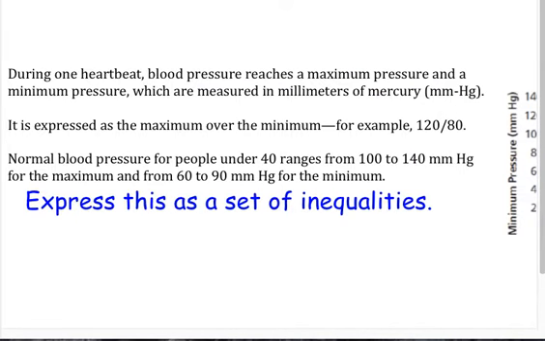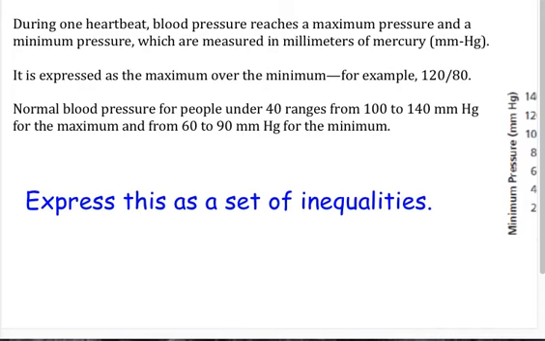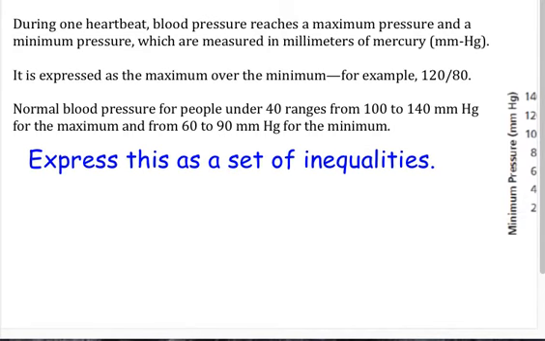Okay, here's our first problem, kind of related to a real world type problem. During one heartbeat, blood pressure reaches a maximum pressure and a minimum pressure, which are measured in millimeters of mercury. It is expressed as a maximum over a minimum, for example, 120 over 80. Normal blood pressure for people under the age of 40 ranges from 100 to 140 for the maximum and 60 to 90 for the minimum amount of pressure. So there's a high pressure and a low pressure for each heartbeat.